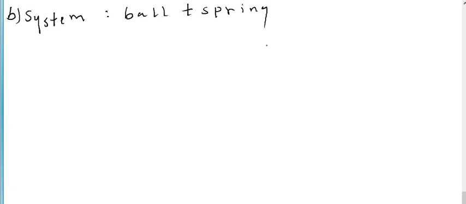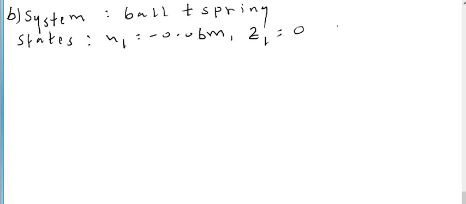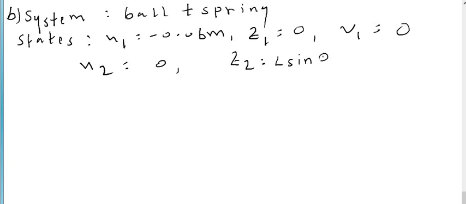Then we repeat the process. So we have steps. So our states: x1 is minus 0.06 meter, z1 is 0, b1 is 0, x2 is 0, z2 is L sin theta, b2 is 0. So now our interactions.